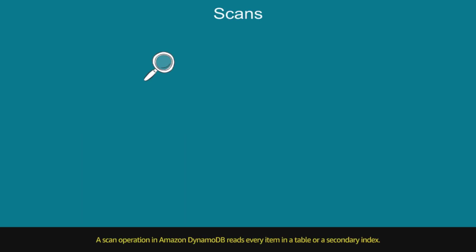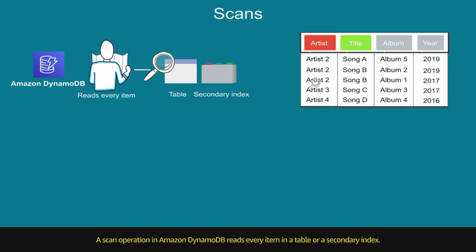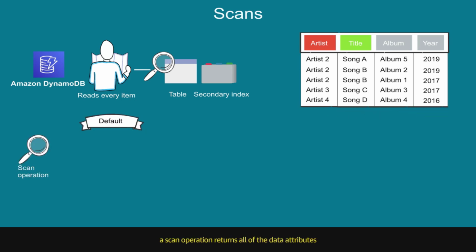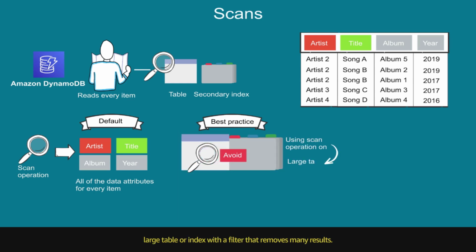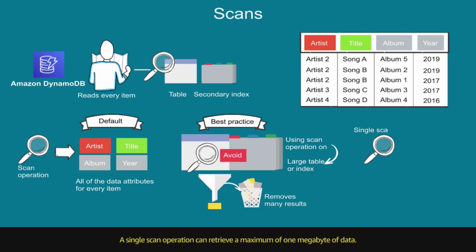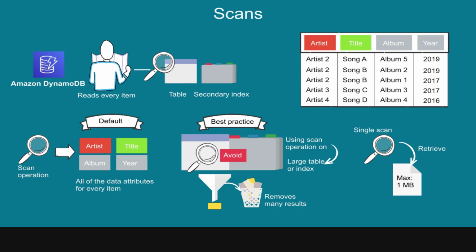A scan operation in Amazon DynamoDB reads every item in a table or a secondary index. By default, a scan operation returns all of the data attributes for every item in the table or index. Therefore, the best practice is to avoid using a scan operation on a large table or index with a filter that removes many results. A single scan operation can retrieve a maximum of 1 megabyte of data.